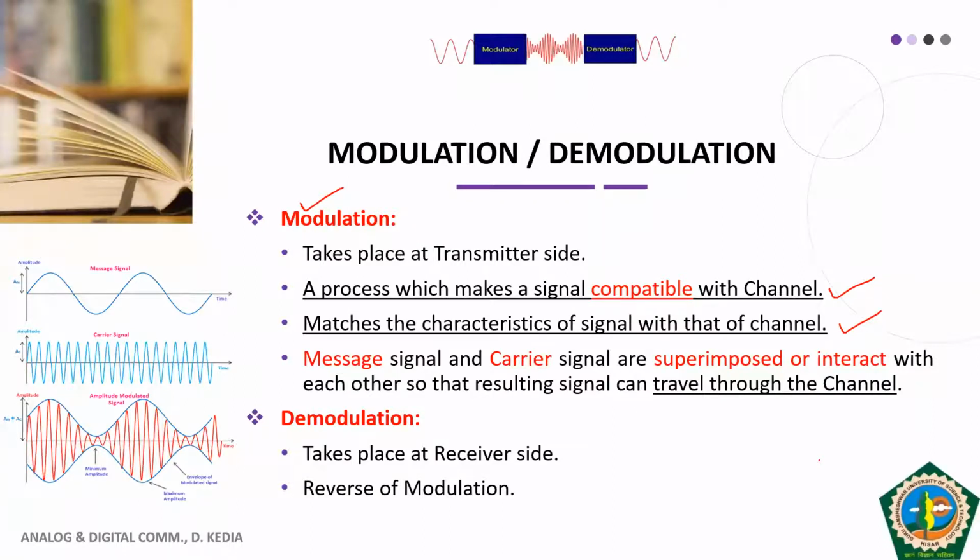So these are the two main points, or in fact, I will call these 2 points as the conceptual definition of the modulation. So conceptually, we can say that modulation is a process which matches the characteristics of the signal with that of the channel. Okay, and rest of the points that I have already deliberated upon in the previous class. And demodulation, we already know it is the reverse of the modulation. Okay, now let us move forward.